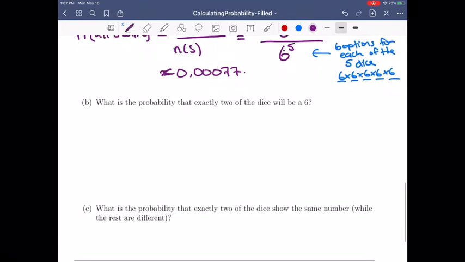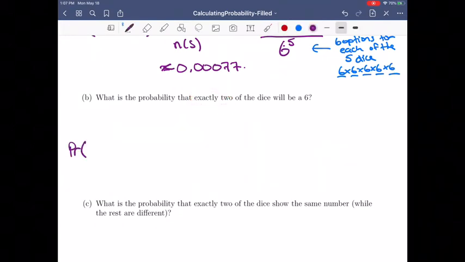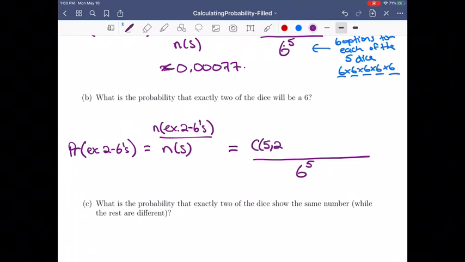Okay, what if we want to know the probability that exactly 2 of the dice will be a 6? I'm sorry, exactly 2. I don't know where I read at least 2. So we want the probability of exactly 2 6s. So that's going to be the number of ways to get exactly 2 6s divided by the number in the sample space, which we already computed. So we know the sample space is 6 to the 5. Now we want to figure out how many ways could I get exactly 2 6s. So we want to know on which colors the 6s occur. So of the 5 dice, I want to select 2.